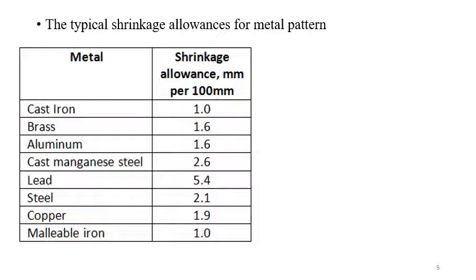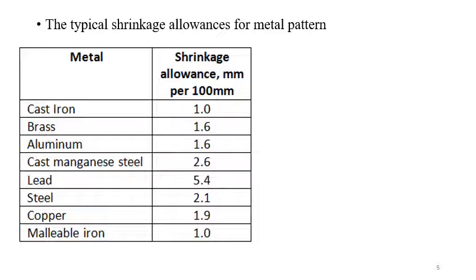The unit is mm per 100 mm. For example, cast iron is 1, brass 1.6, aluminium 1.6, 2.6, lead is 5.4. This is the maximum value. Steel is 2.1 and copper 1.9. Malleable iron is 1. These are the standard values to maintain the pattern allowances at the time of preparation of the pattern.